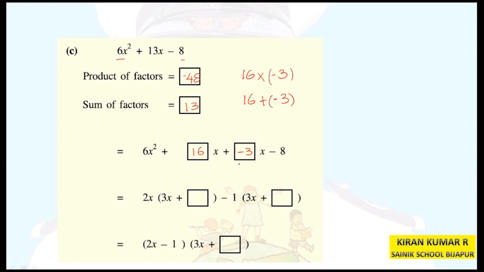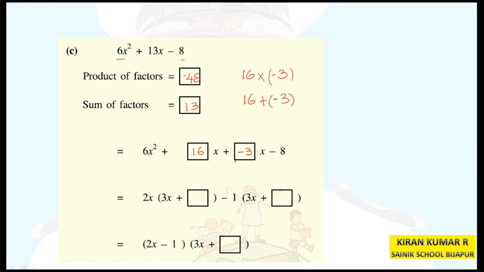I have written here minus 3. The reason is, in the next step we have got minus 1 taken common. So if I write 16 here, 8 would be taken common, which would be wrong. So I have to consider minus 3.